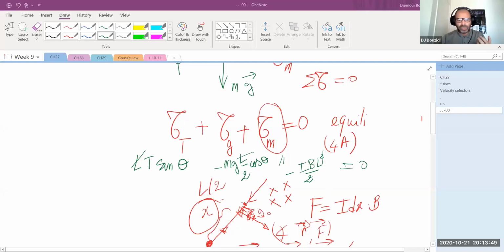So let's look at this expression again to see if it makes sense. I really want to put the tension now as a common factor in here. Obviously, mg cosine theta over 2 and IBL over 2 will be positive, from the other side.